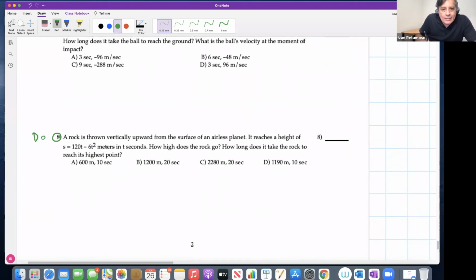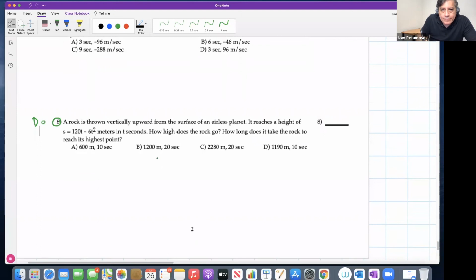It says a rock is thrown vertically upward from the surface of an airless planet. It reaches a height of s equals 120t minus 6t squared meters in t seconds. How high does the rock go? How long does it take the rock to reach its highest point?